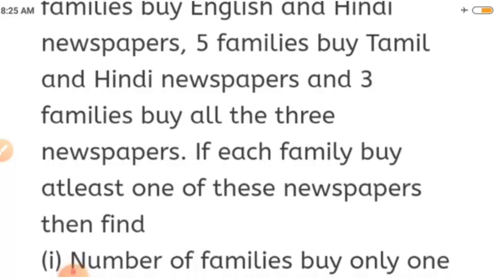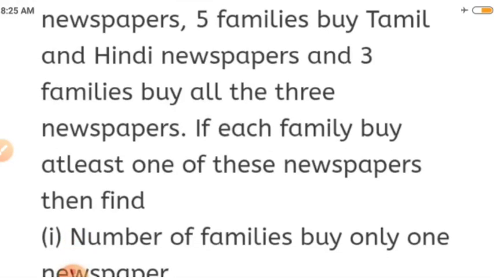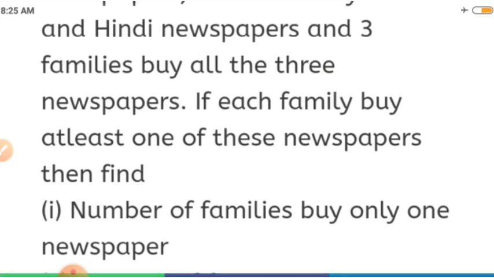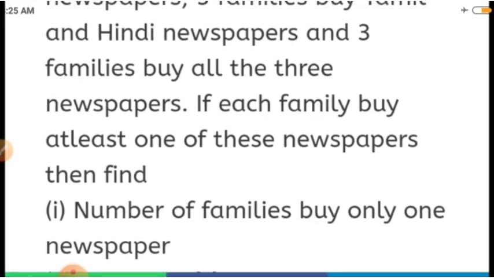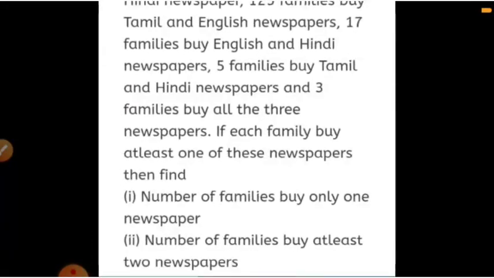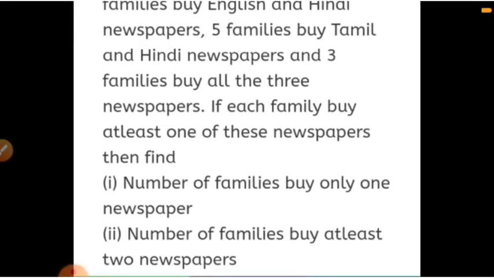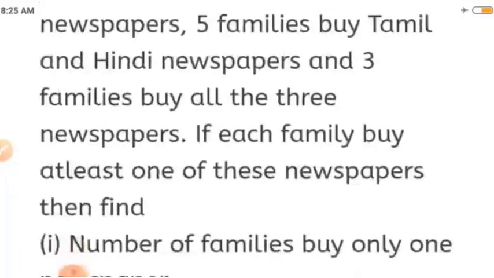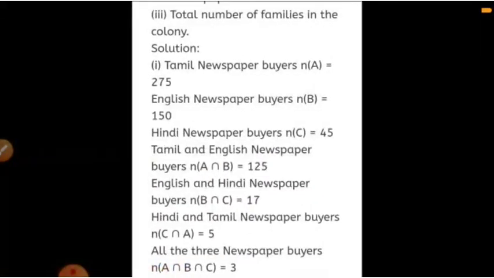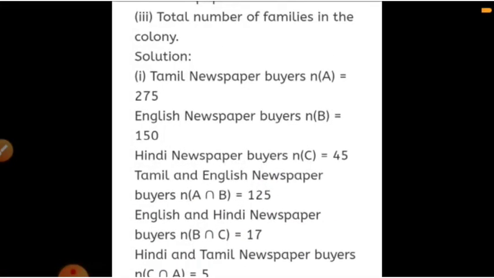Then find, first, the number of families that buy only one newspaper. Second, the number of families that buy at least 2 newspapers. Third, the total number of families in the colony. Okay, next, solution.